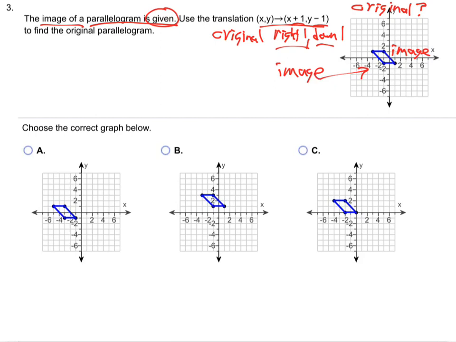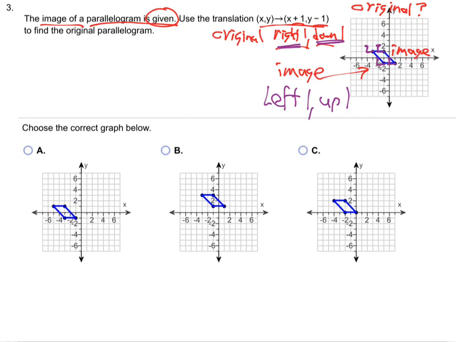So how do you work that backwards? Well, the opposite of right 1 is left 1, and the opposite of down 1 is up 1. So we got to go left 1, up 1 to get back to the original. So left 1, up 1, boom. Left 1, up 1, boom.